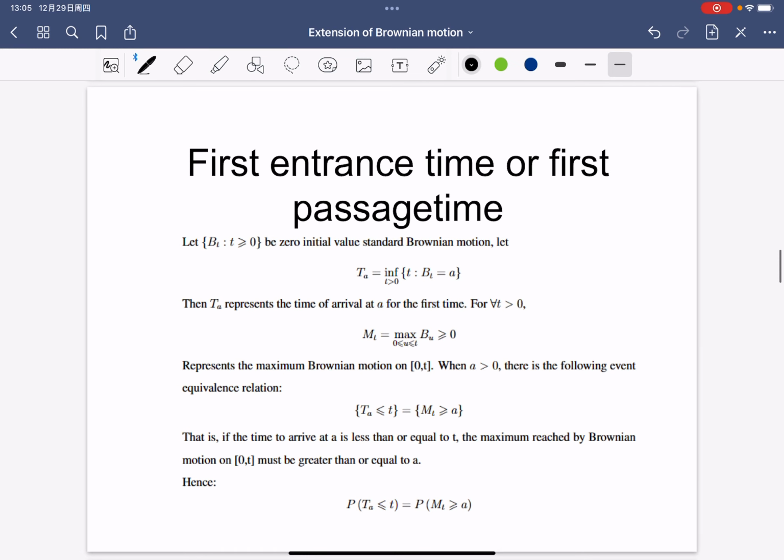Next part, the first entrance time or first passage time. First, let's see what the first entrance time or first passage time is. It is a classic random moment: the moment when a random process first arrives at a set of states. Let B be the standard Brownian motion with initial value 0.